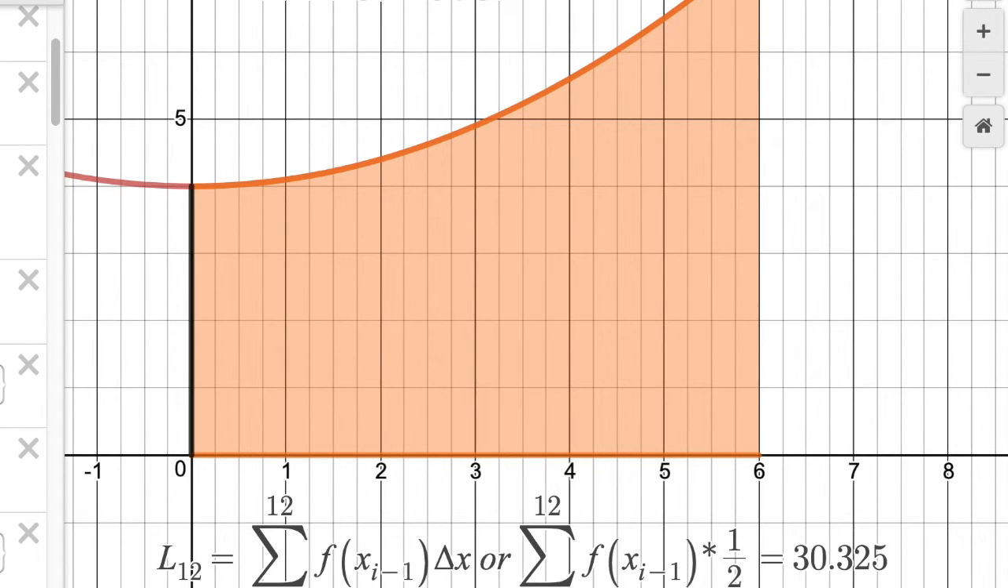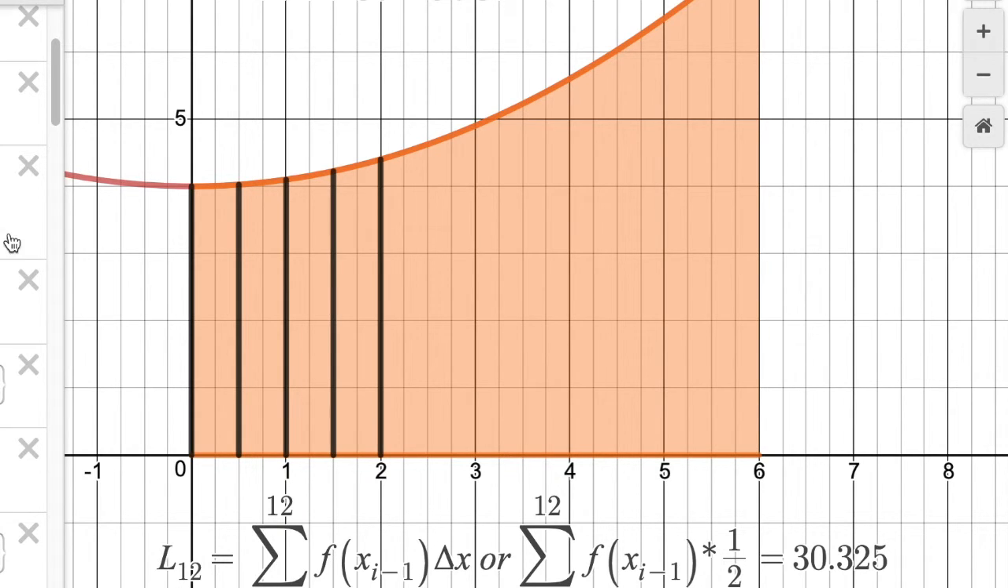So let's draw in our rectangles. So this time I've got many more rectangles.